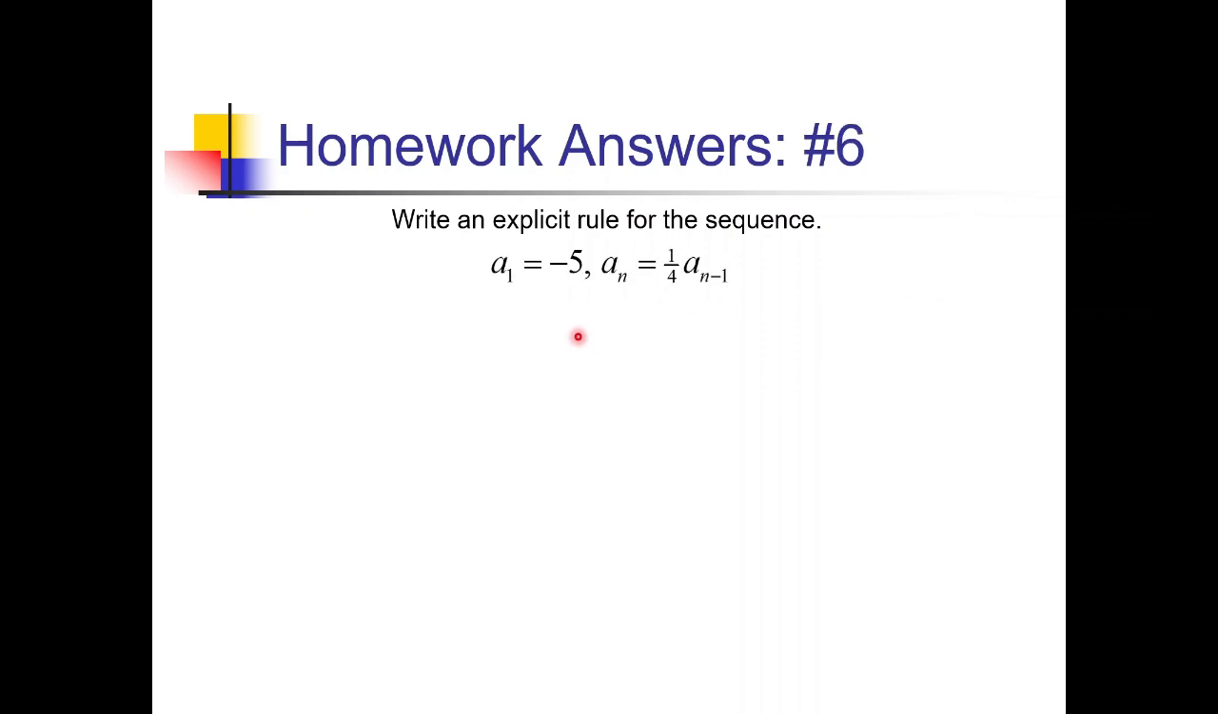To write an explicit rule for this recursive definition, it helps to recognize from this multiplication that this is geometric. So we're going to be using a sub 1 times r to the n minus 1 for our new form of this. The a1 they gave us, that's negative 5. And then for the r value, that's what I multiply by in the recursive part, so this 1/4. So we have negative 5 times 1/4 to the n minus 1.